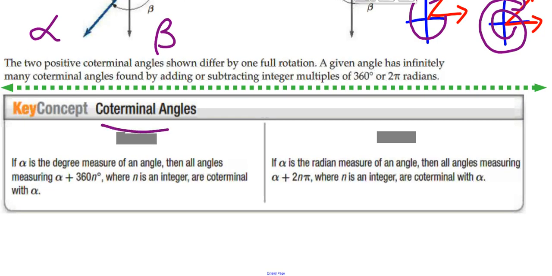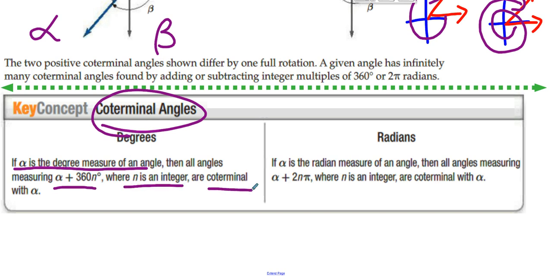And so now we want to write something about coterminal angles. If alpha, which is again Greek alphabet, is the degree measure of an angle, then all angles measuring alpha plus 360 n degrees, where n is an integer, are coterminal. So if alpha is the degree measure of an angle, then alpha plus 360 times n degrees, where n is an integer, are coterminal with alpha. And that's in degrees.